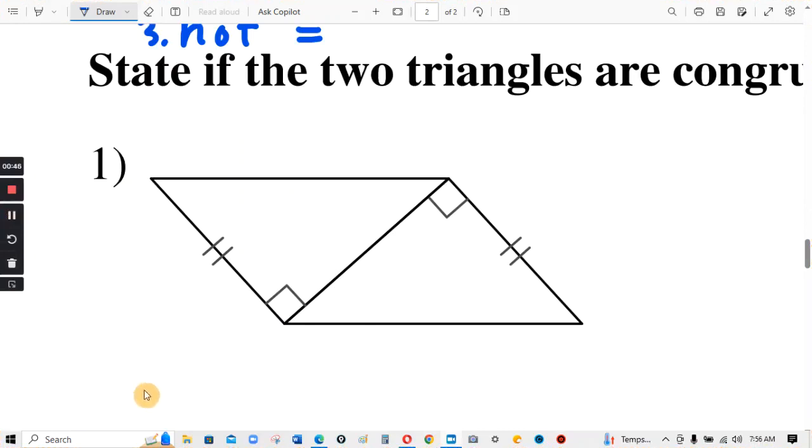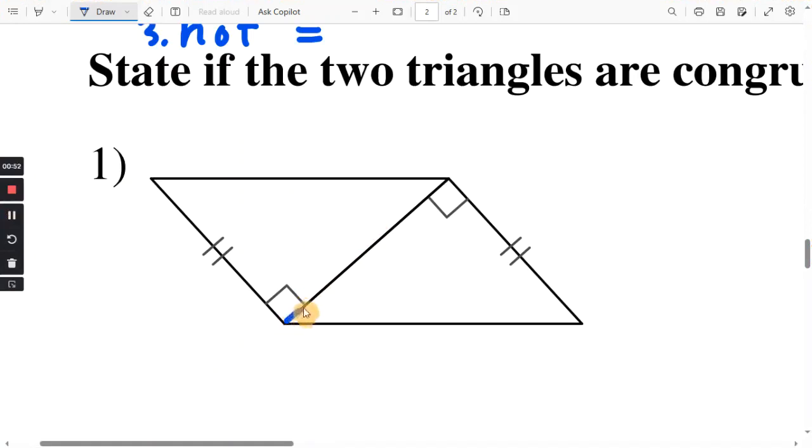All right, let's look at number 1 here. We see we have 2 triangles and a side that is shared by both triangles. Okay, this side is shared by both. So I am going to mark that side congruent to itself. They already used the 2 tick marks here for this side, so I'm going to use the 1 tick mark.